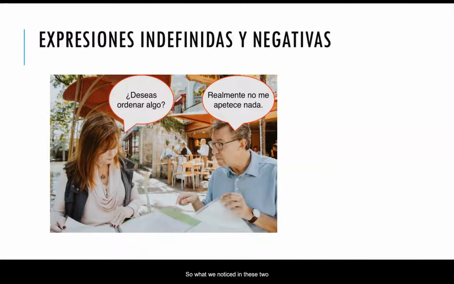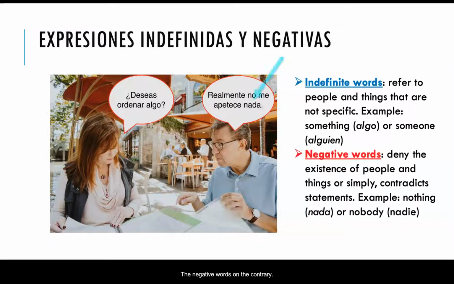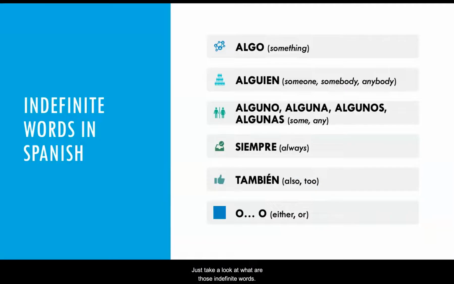So what we notice in these two expressions is that the indefinite word in the question, algo, refers to people or things that are not specific. Example, something, someone. The negative words, on the contrary, deny the existence of people and things, or simply contradict the statement. Example, nada, or nothing, or nadie, or nobody. Let's take a look at what those indefinite words are.